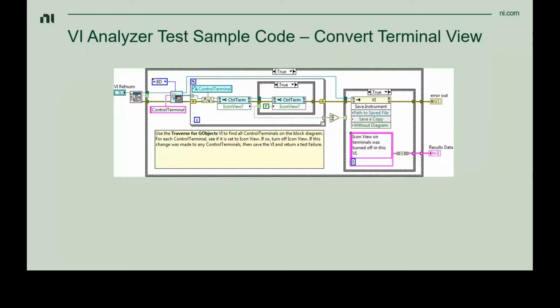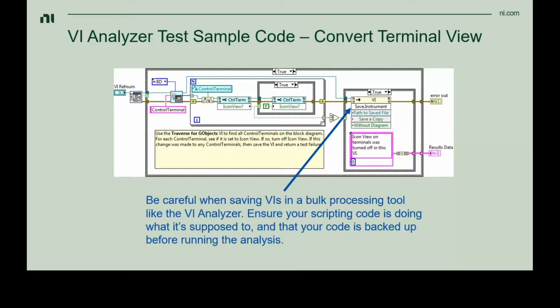So here is an example of a VI Analyzer test. This may look familiar to you if you saw my presentation on the VI Analyzer to TSC. This is a VI Analyzer test that not only detects when I am using terminal view on icons, but it will also correct it. It will turn icon view off on terminals and then save the VI. Now, it can be a dangerous thing to have a bulk processing tool like the VI Analyzer actually make edits to code. So if you do write a VI Analyzer test that does modify code, you need to be very careful when you call save instrument.